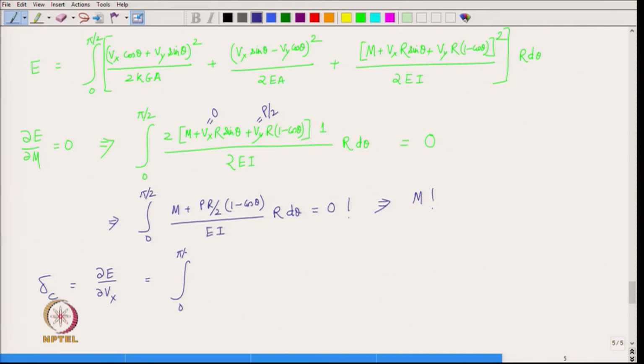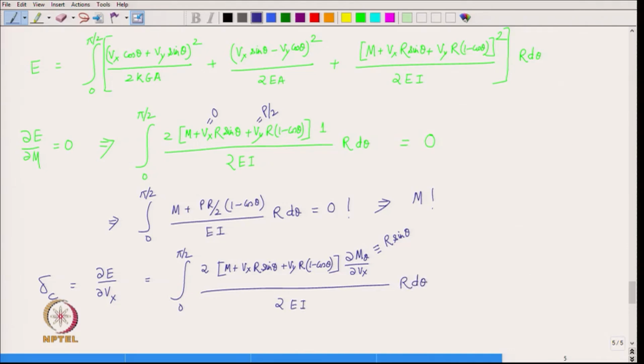So, it is 0 to pi by 2, and we get 2 times m plus V x r sin theta plus V y r 1 minus cos theta, right, into del m theta by del V x, right. But what is del m theta by del V x? That is simply r into sin theta, correct, and we divide by 2 E I into r d theta, okay.